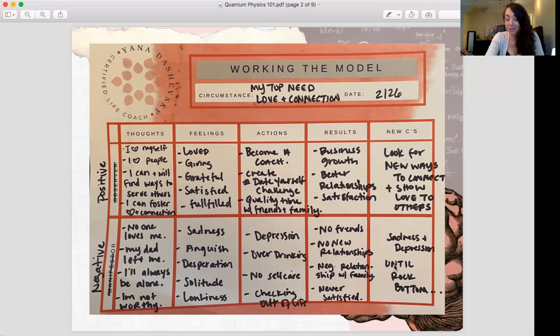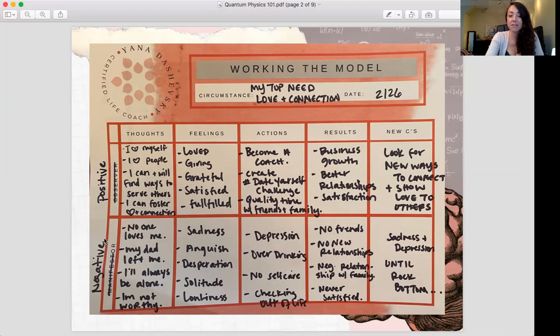And what I shifted first was my thoughts. And this is kind of from our radical self love class, right? No one loves me, and I still love myself. My dad loved me, and I still love people. I'll always be alone, and I can always find ways to serve others. I'm not worthy, but I can foster love and communication and connection in my life.